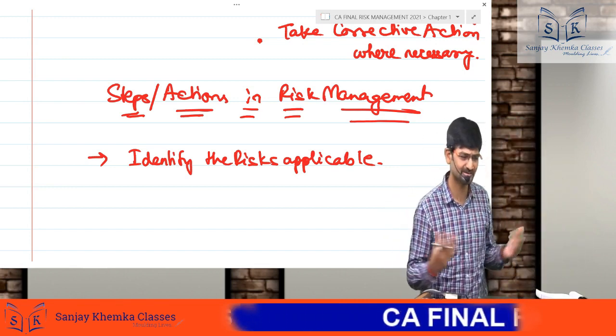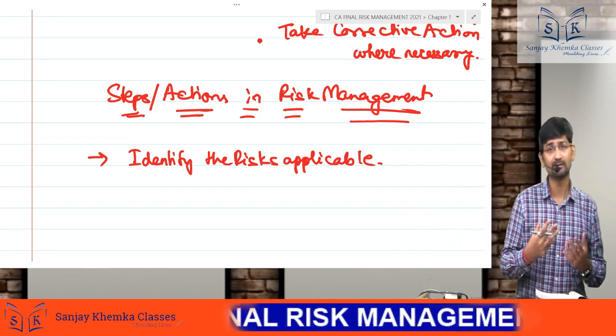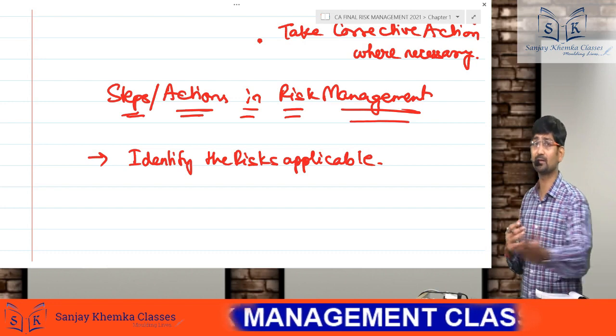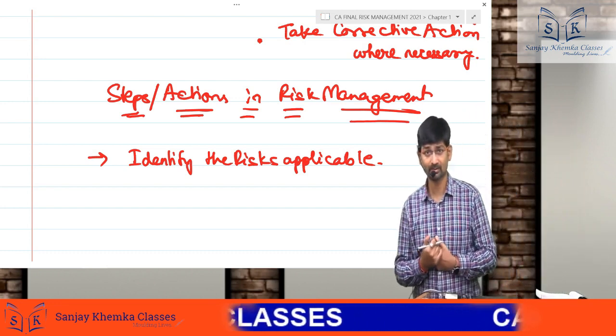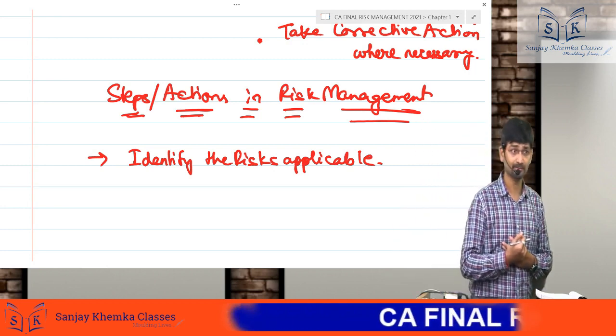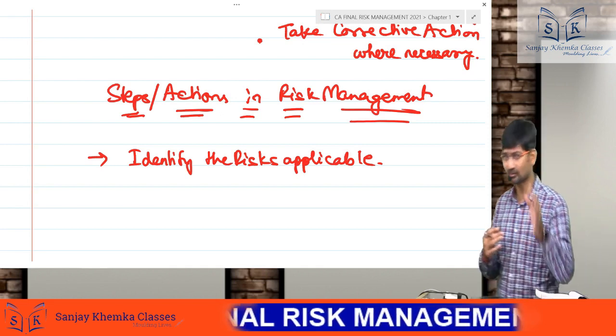Why am I giving you these examples? It is to make you understand that the risk is not equally important for every organization. Some risks may be more important, some risks may be less important. So how do you judge whether the risk is more important or less important? I'm coming to that in 2 minutes.